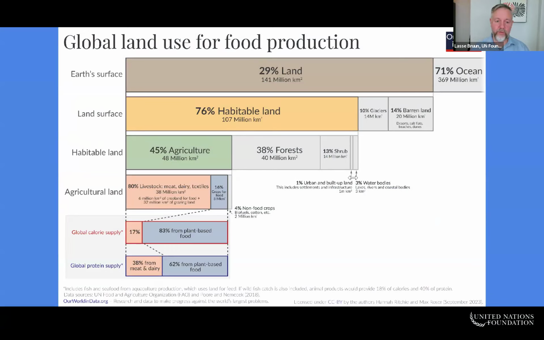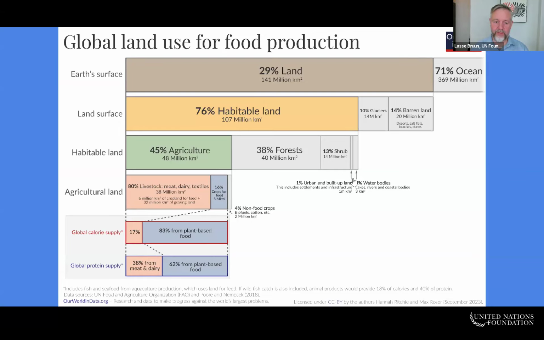Within that, 45%, that green field, is used for agriculture. So out of the whole planet, you can see now we're down to 45% being used for agriculture out of the habitable land we have. Within that piece of 45% of habitable land, 80%, the vast majority, is used for livestock, which is for meat, dairy, textiles, and so forth.